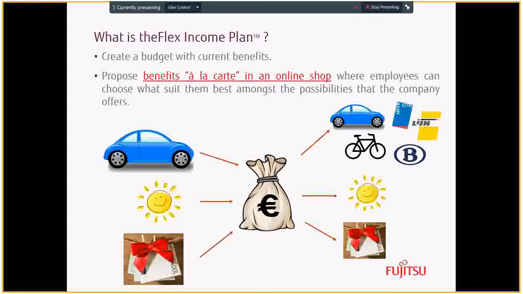So you will first create a budget, for example, with your company car budget, your extra legal holidays, and your 13th month, so the end of year bonus. It will be converted automatically in the tool, the Flex Income Plan tool developed by SD Works, and then you will be able to spend it on several benefits. So it's really easy. You will see the tool next week with my data. We will test some scenarios which might be in place in the Fujitsu population.